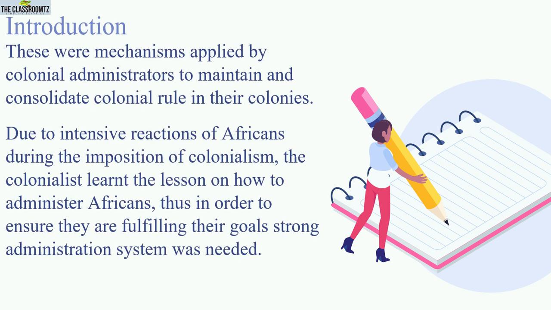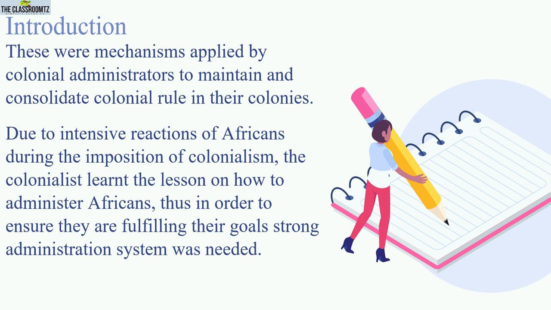Before going directly to the first administrative system, let us be aware of the meaning of administrative system. They said this was a mechanism applied by colonial administrators to maintain and consolidate colonial rule in their colonies. So it was the methods used by colonialists to control Africans. It was some sort of political system in Africa, introduced by Europeans after conquering Africa in the first topic of establishment of colonialism.